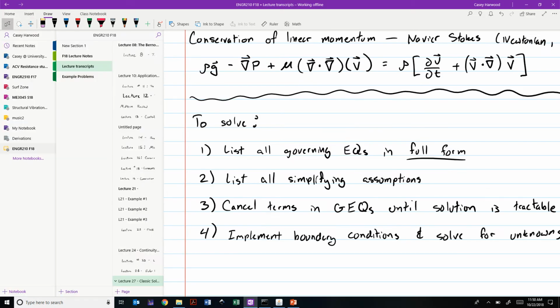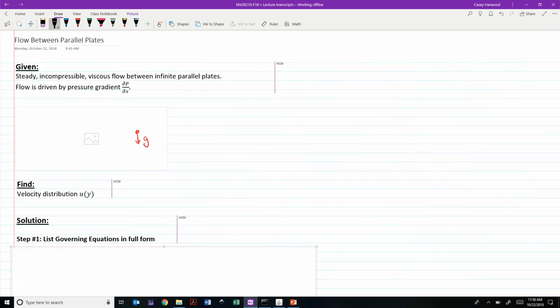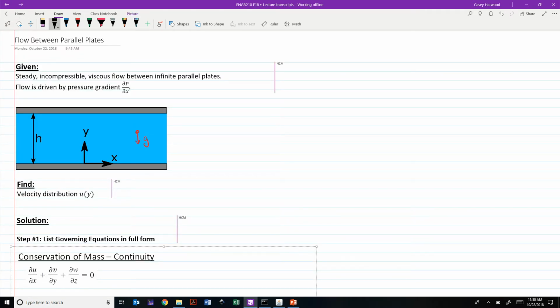So, the first problem we're going to look at is the problem of incompressible viscous flow between infinite parallel plates. So we've got a slice in the xy plane of 2 plates parallel to one another, and the idea is that we're going to have flow ideally moving this way between the 2 plates. Right? The flow is being driven by a pressure gradient of dp dx, meaning that the pressure is either increasing or decreasing along the direction of flow.